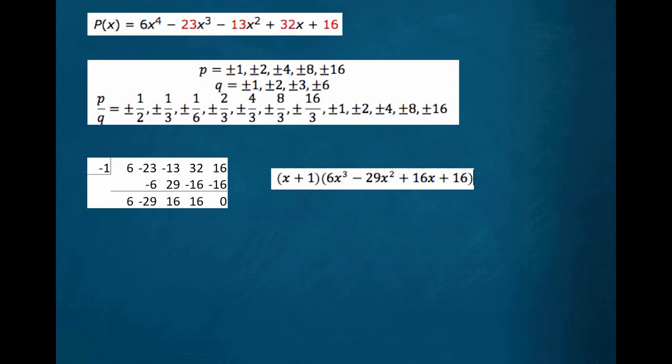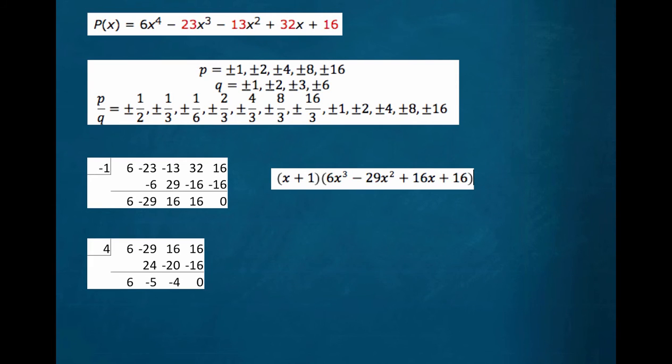So now all we have to do is factor the 6x cubed minus 29x squared plus 16x plus 16, and we can do that using our choices of p over q values that we have. And if we choose 4, then doing that synthetic division process again, we get a 0 at the end telling us that 4 is a root. And then that tells us that the polynomial can be factored into x plus 1 times x minus 4 times 6x squared minus 5x minus 4.